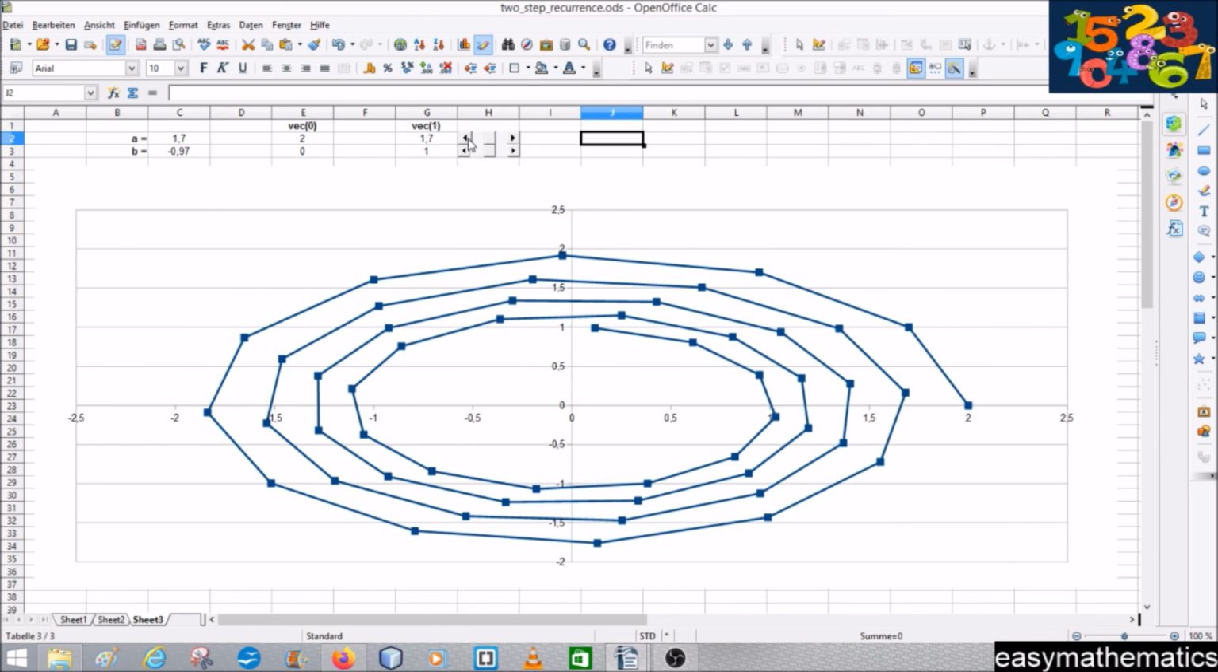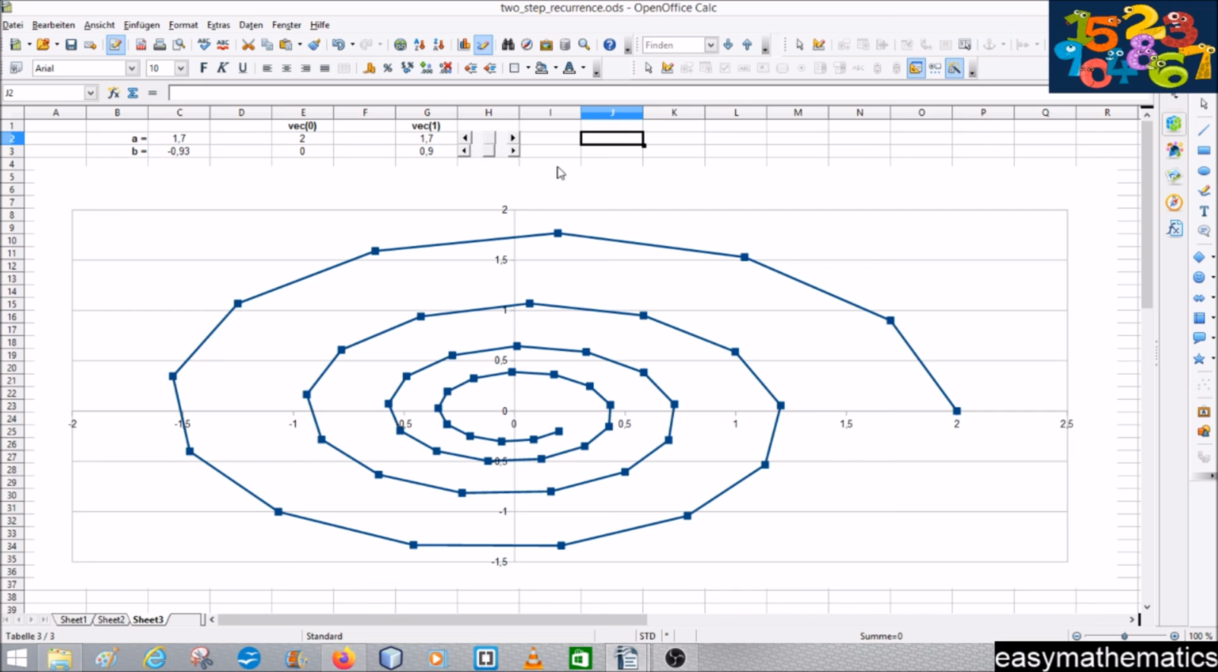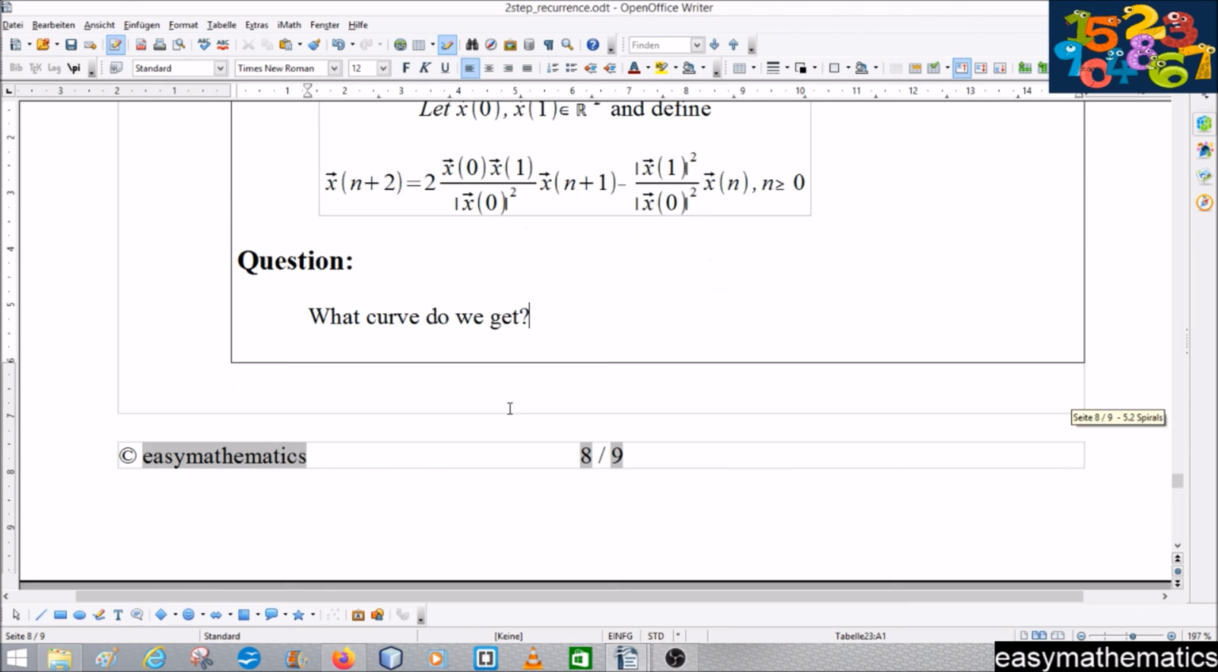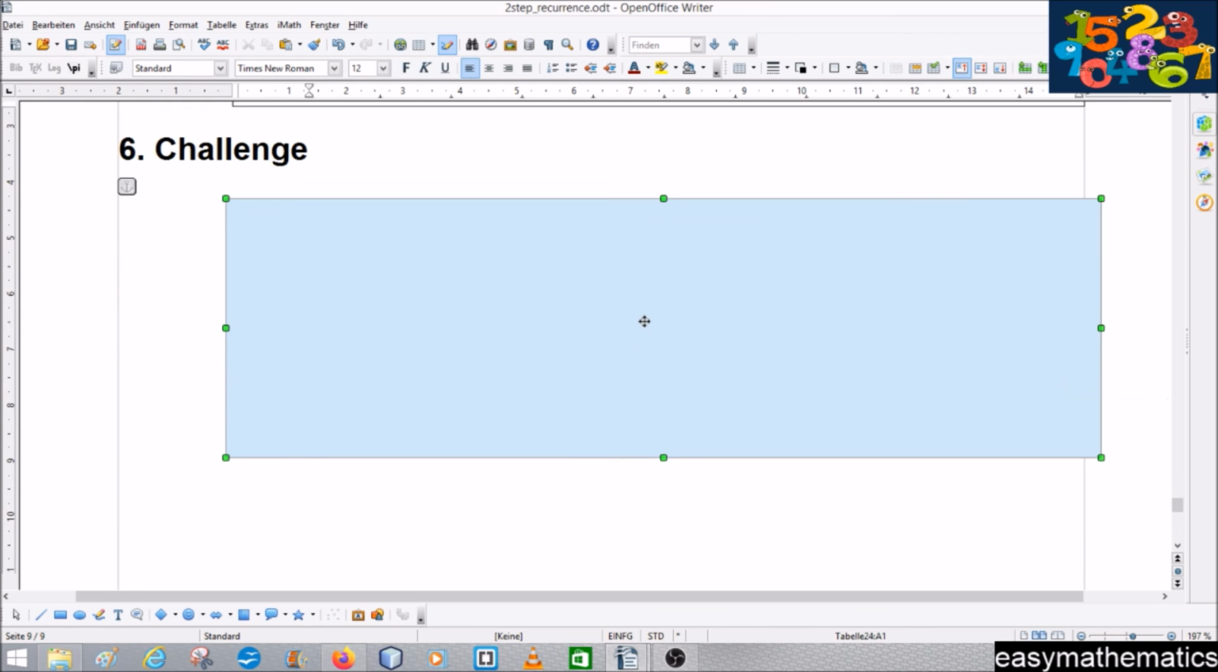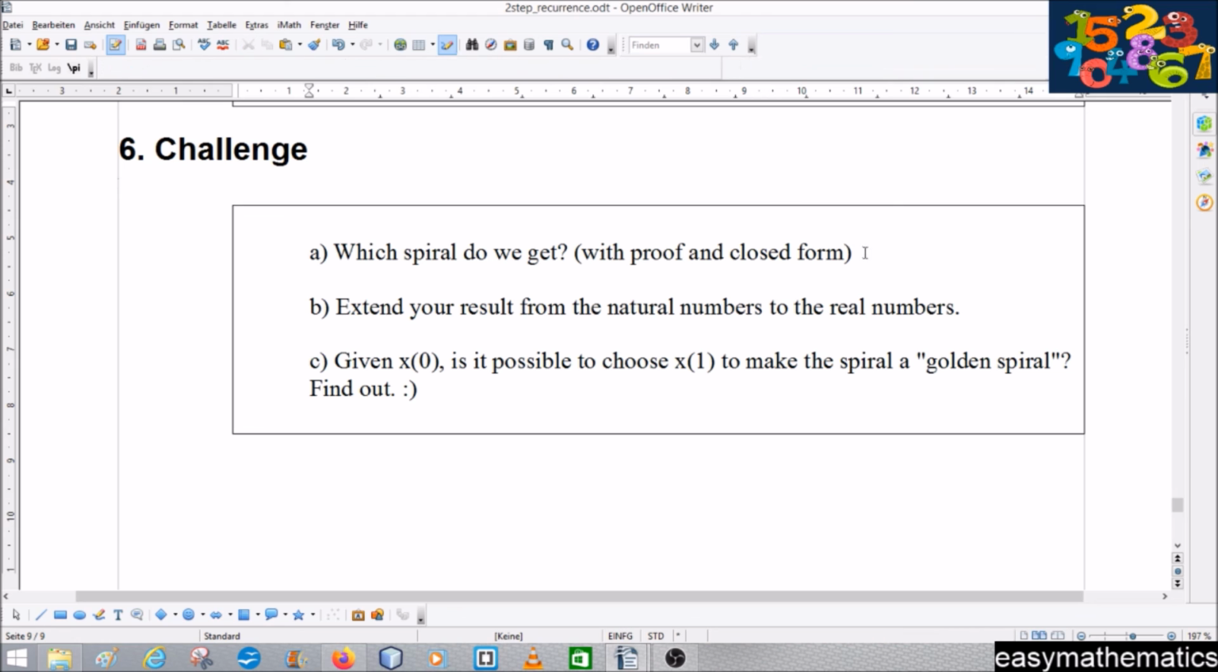I want to point out again that this sheet is in the video description, so you can play around with this by yourself and try to make nice spirals like here. And the question is, what kind of spiral is this? The experiment we have seen shows it seems to be a spiral, but which one? This is my challenge for you. Which spiral do we get? Make a guess, prove it, and find a closed form.